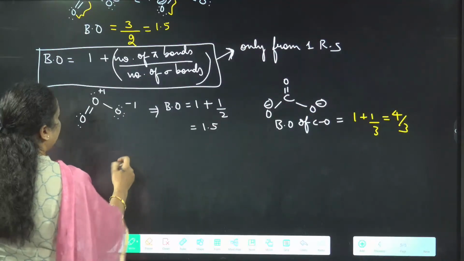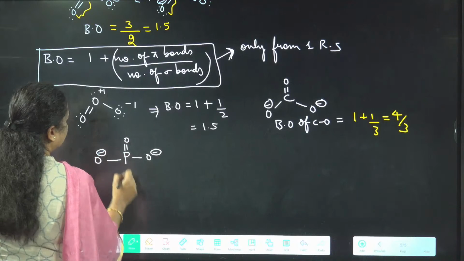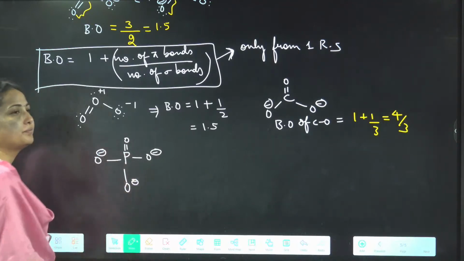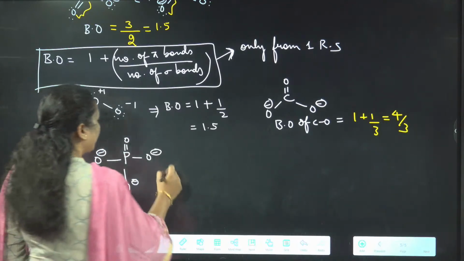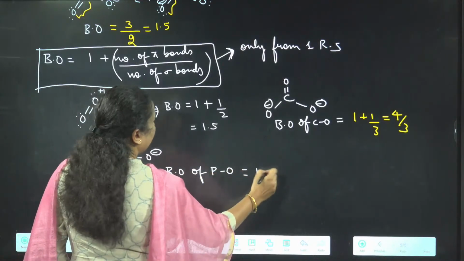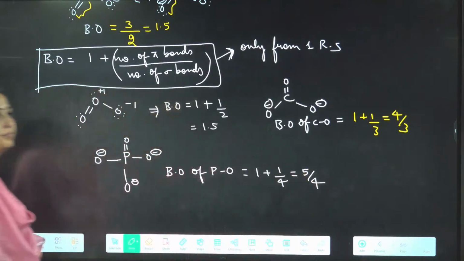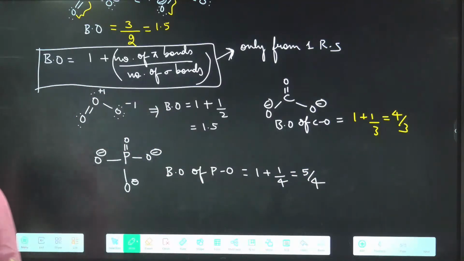Then suppose I give you P double bond O, O minus, O minus and O minus. So what are you going to get from here? The bond order of this PO bond. This is going to be 1 plus 1 upon 4. It is 5 upon 4. Getting it?